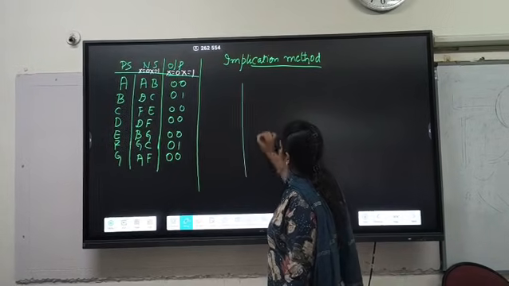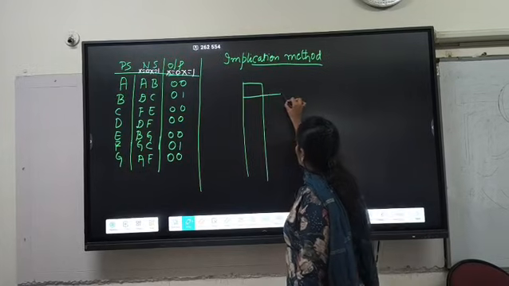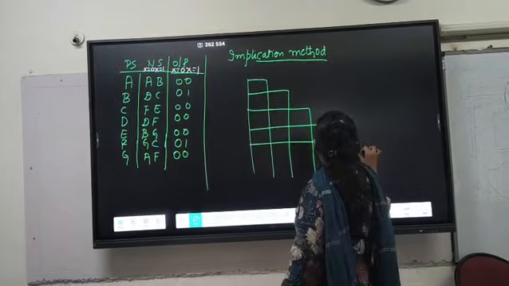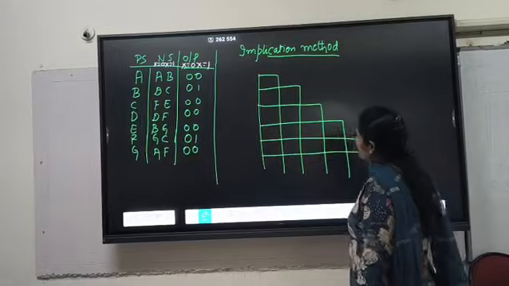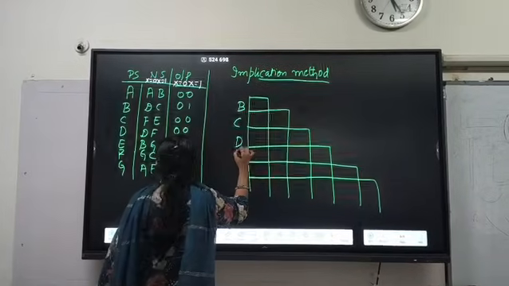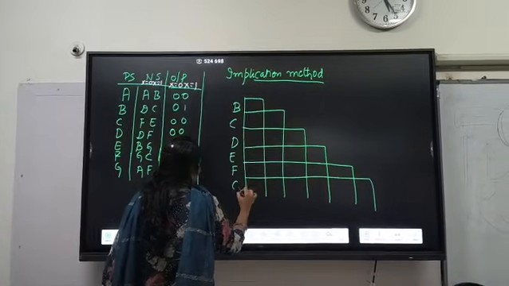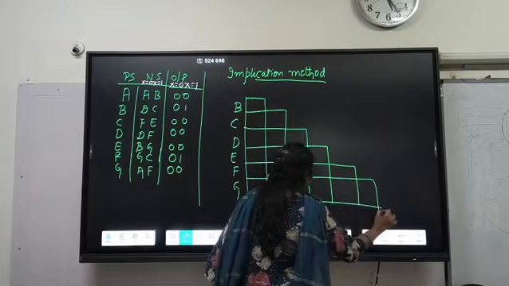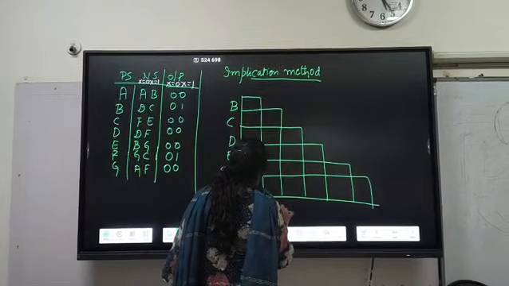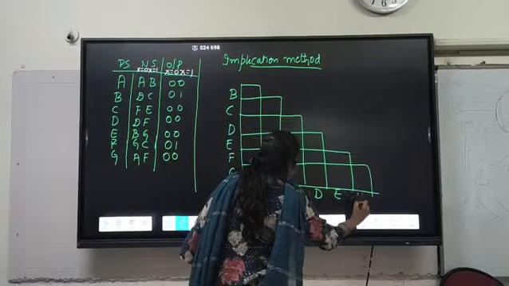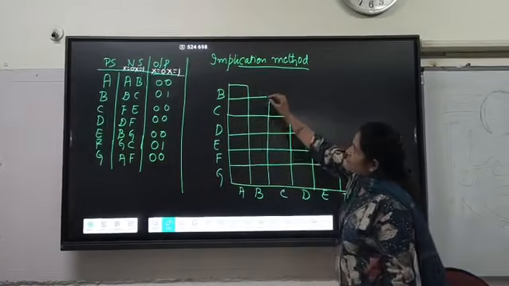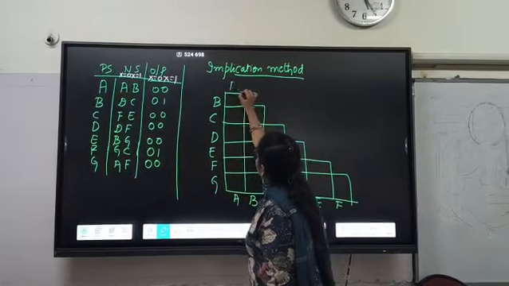As I told you, in the implication method we start the optimization in the initial stage itself by eliminating the first row and the last column. So now the first row is eliminated. I start with B, C, D, E, F and G. Now I have to eliminate the last column, so I start with A, B, C, D, E, F. So I have eliminated the last column, that is G, and the first row, that is A.